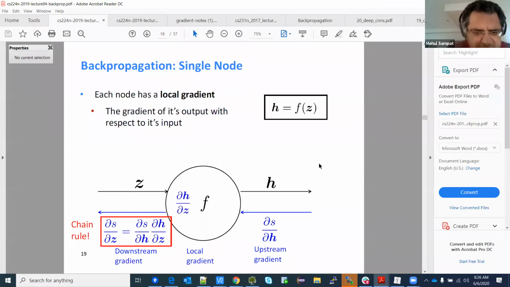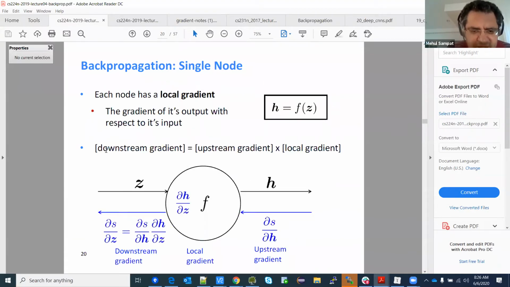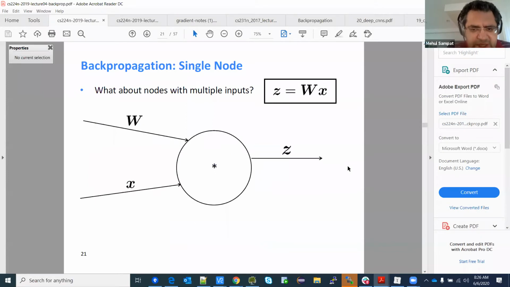So I'm on slide 20 now. You have the downstream gradient, like Joseph explained. If it's coming into the node, it's the upstream gradient, and going out of the node towards the left is the downstream gradient. So downstream gradient is upstream gradient multiplied by the local gradient. So just hold on to this, and let's look at some examples.